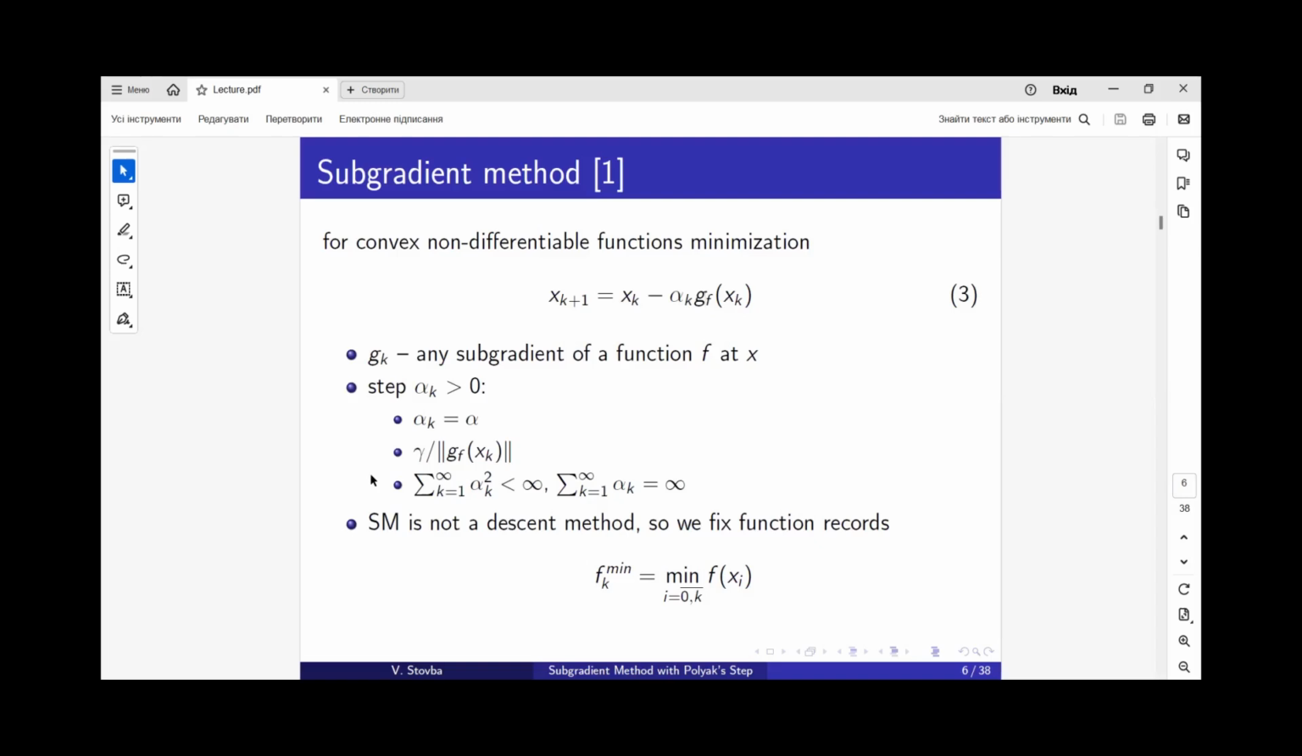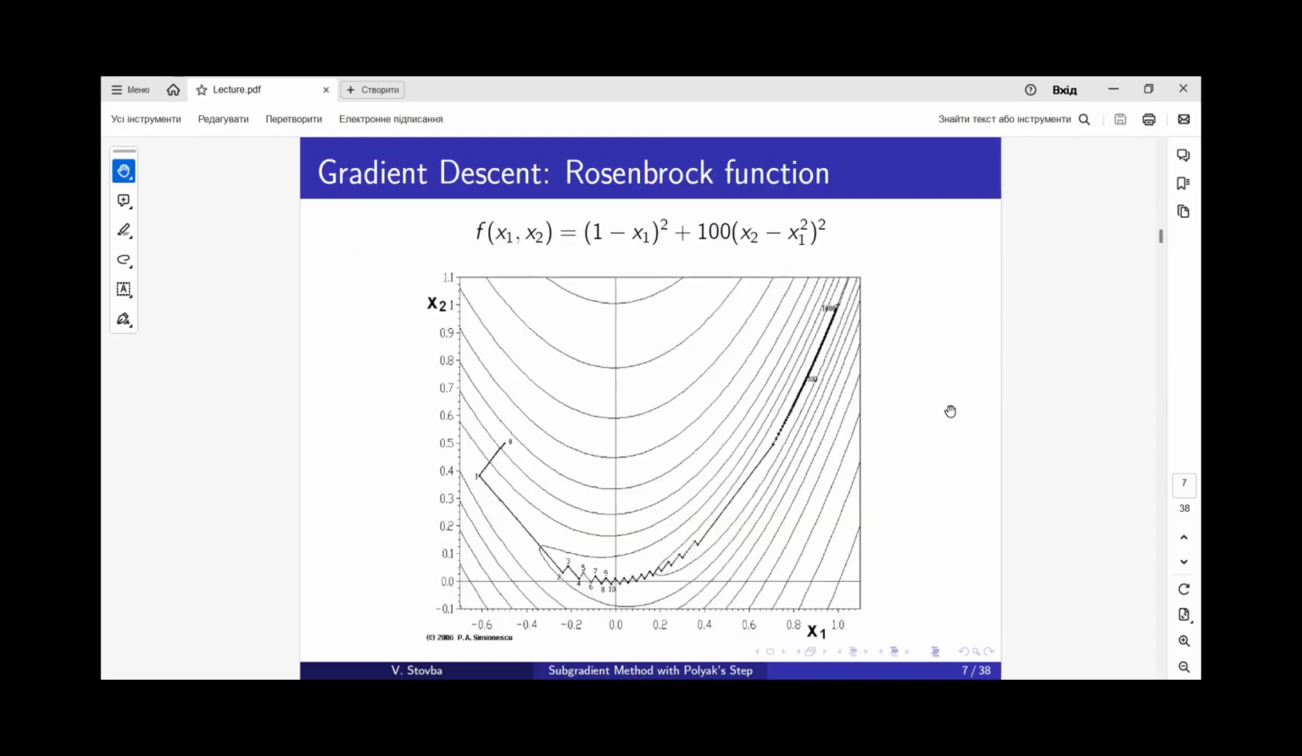But nevertheless, subgradient method is not a descent method. It means that we cannot guarantee that the value of our function will be decreasing at each step, so we fix function records. This is the value that you see on the bottom of the slide. So we have two methods, but for some functions, they can work pretty badly.